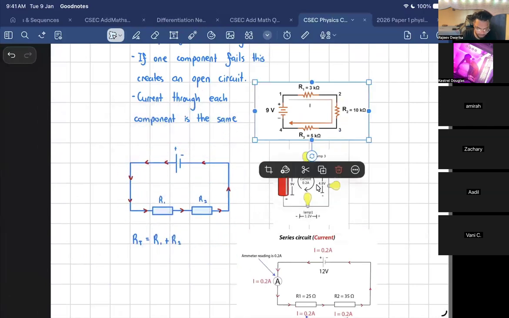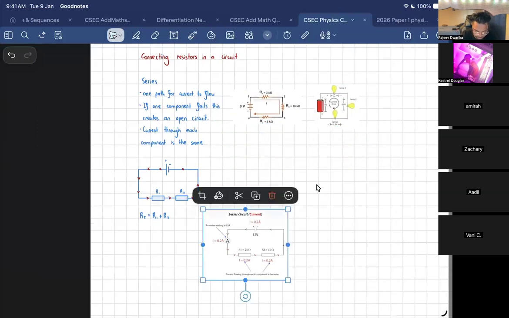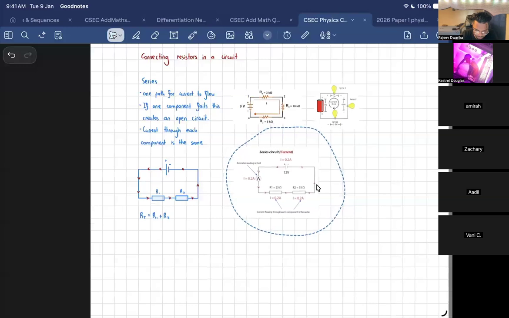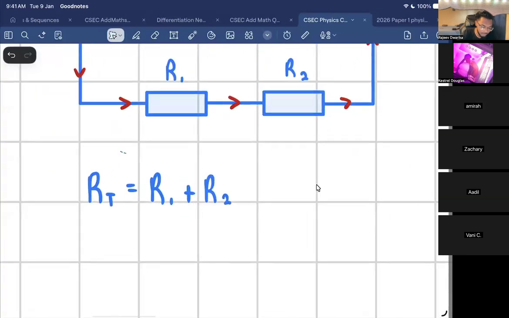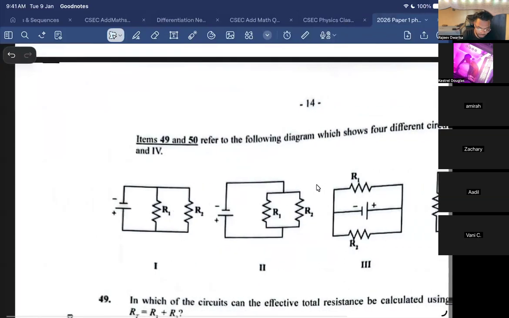Cool. You have a bunch of series circuits over here, so knock yourselves out. If you want to combine resistors in a series circuit, all you have to do is just add them. Very, very straightforward. So I feel like we could answer this question now.